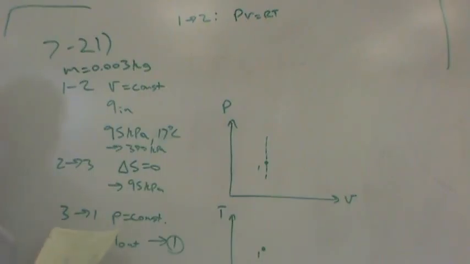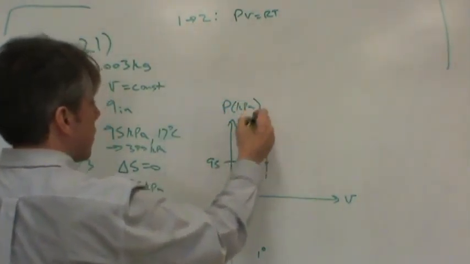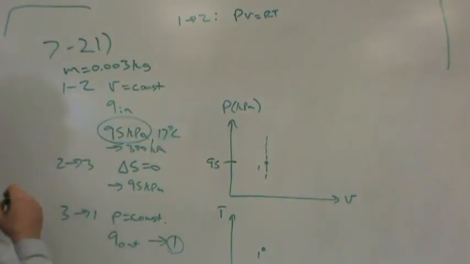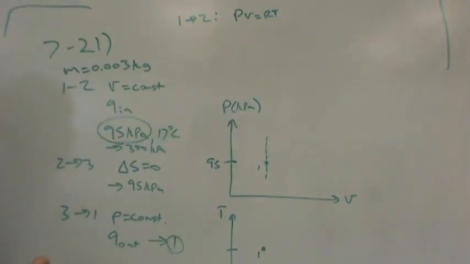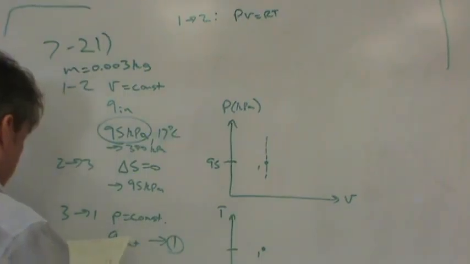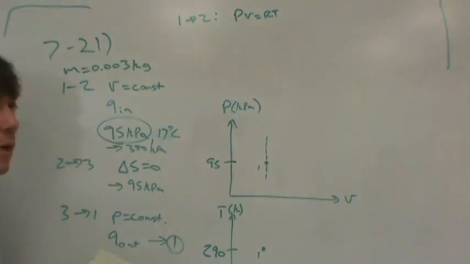I don't know the volume in state 1, but I might be able to get at it. Well, we know the pressure in state 1. It's 95 kilopascals. We know the temperature in state 1, 17 degrees Celsius. Now, 17 degrees Celsius is going to be inconvenient because if we have to do any isentropic calculations, then the temperatures will have to be in absolute units. So 17 plus 273 gives us a nice round temperature of 290 Kelvin. So let's just use Kelvin for our temperature axis.